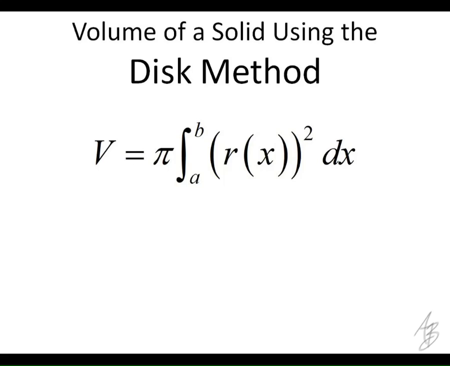One other thing I want to point out here is that when we're rotating around the x-axis, a horizontal axis, we're going to slice it vertically, which means that we're going to be dealing with the dx. If we were rotating around a vertical axis, like the y-axis, then we would slice it horizontally, which means that we're going to have a dy involved. And in that case, this would be a dy, and this would be the radius in terms of y instead of in terms of x. So we need to recognize also when we're slicing vertically or slicing horizontally whether we need to use dx or dy.